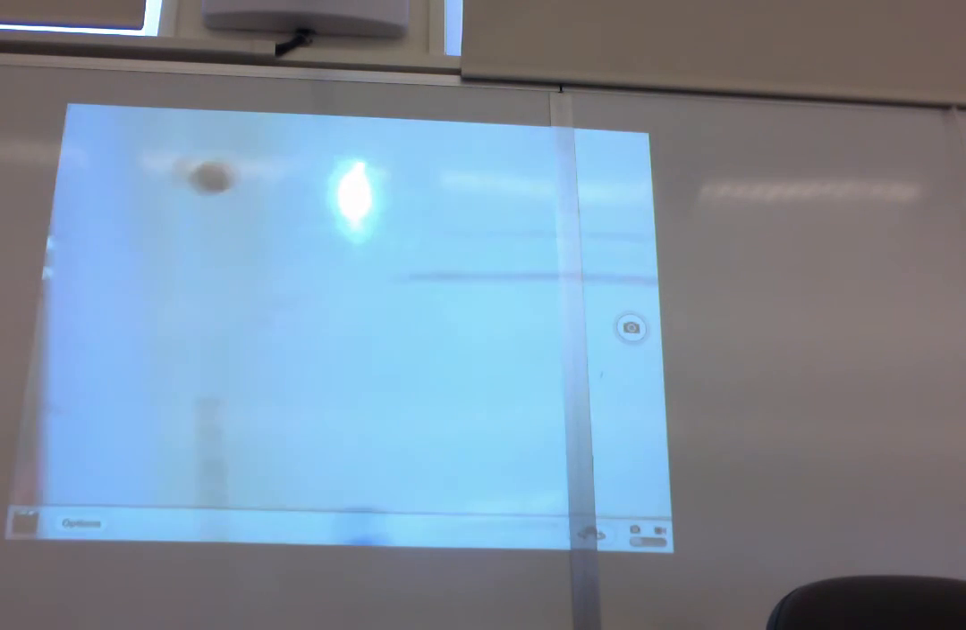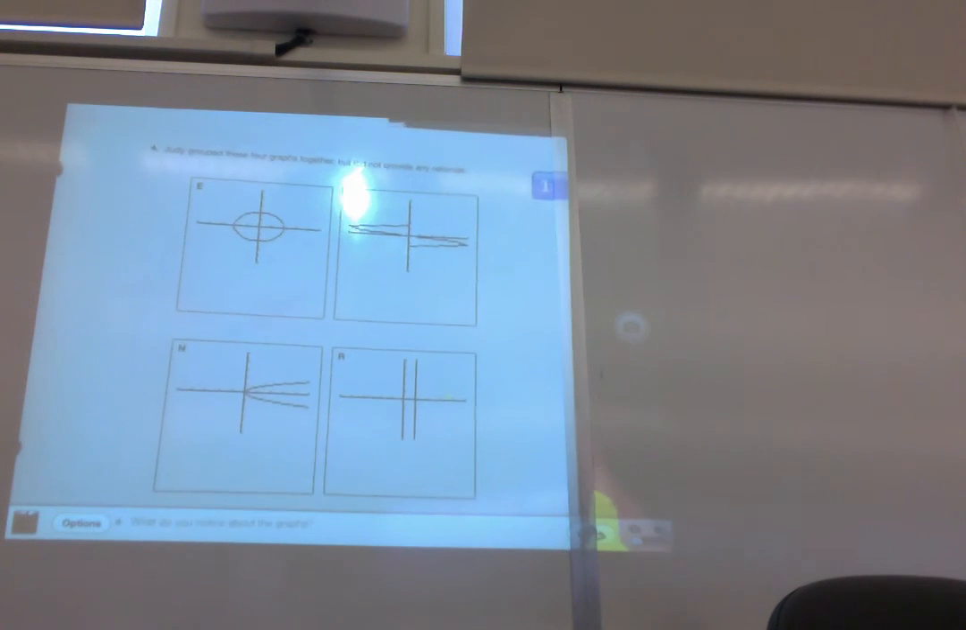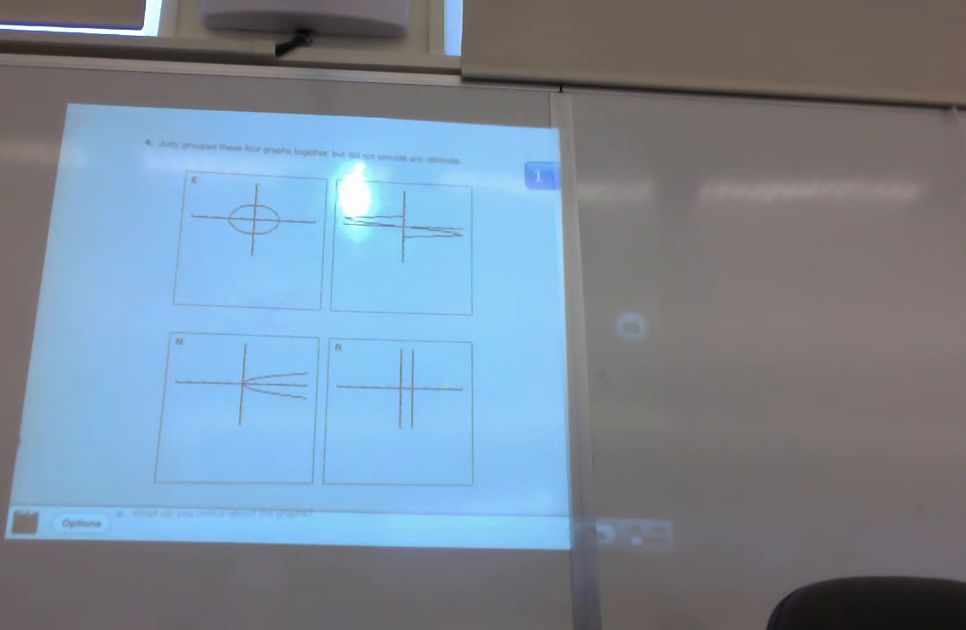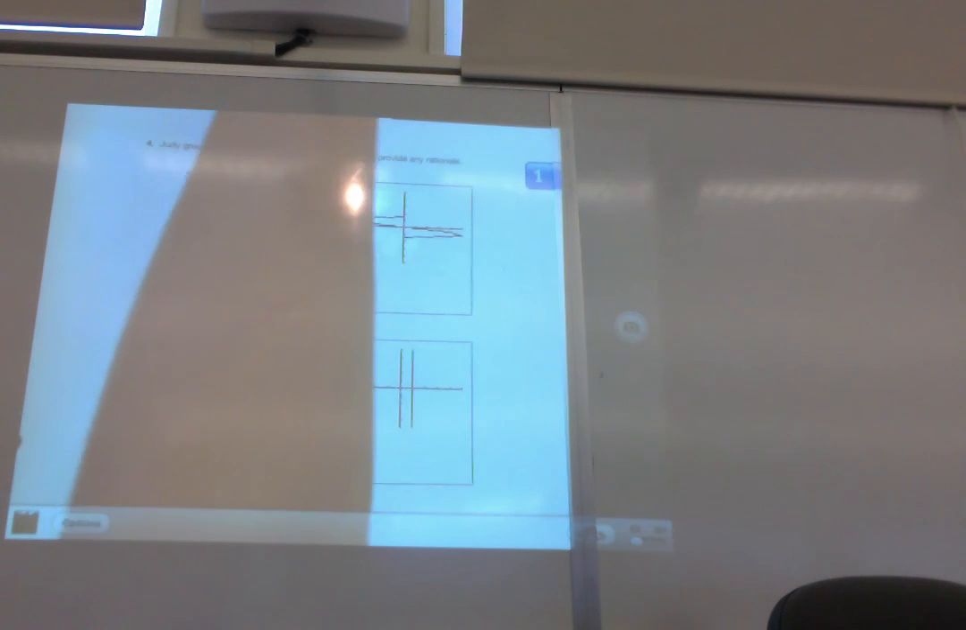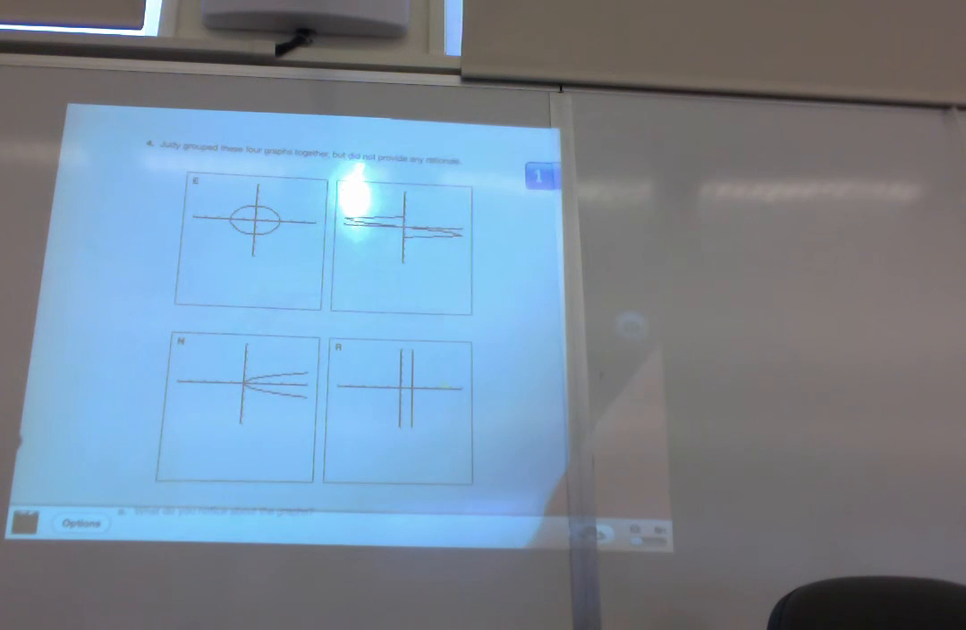Four. Judy grouped these four graphs together but did not provide a rationale. So she made piles around her table, and this was one of the piles. What do you notice about the graphs? What do you notice?